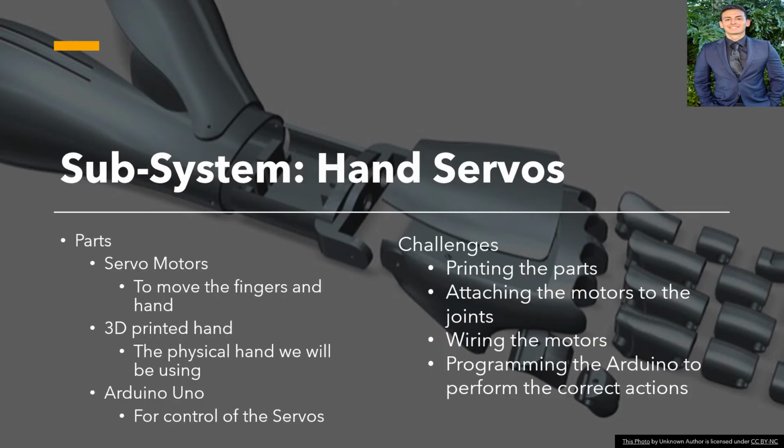So for the subsystem hand servos, some of the challenges for this part are going to be printing the parts, attaching the motors to the joints, wiring the motors, and programming the Arduino to perform the correct actions. For this part, we're going to need the servo motors to control the fingers. We're going to need the 3D printed hand and an Arduino Nano.